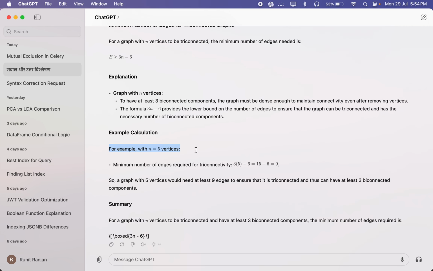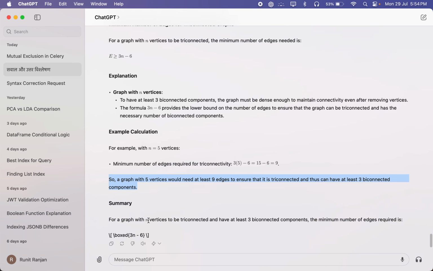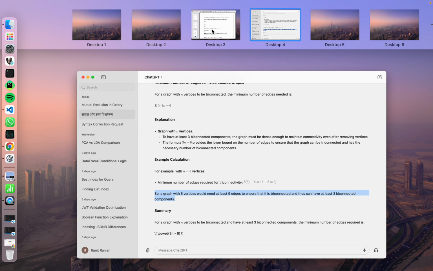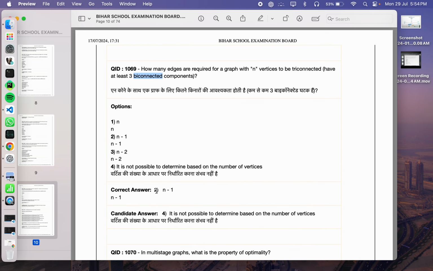Okay, so we have an example for n equal to 5 vertices. We have the minimum number of edges equal to 9. So a graph with 5 vertices would need at least 9 edges to ensure that it is tri-connected, so this can have at least three bi-connected components. And the answer which has been given is n minus 1.